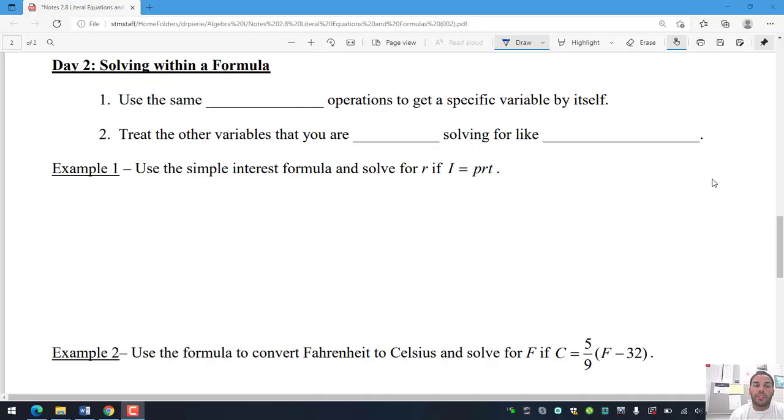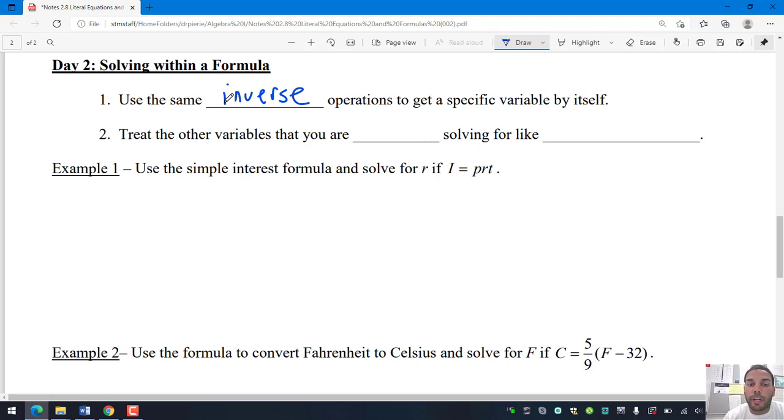All right, in this video, we're going to stick with solving literal equations. We're just going to up our game a little bit and do a little bit more complex looking formulas. But just like before, we're going to use those same inverse operations to get a variable by itself. If you see multiplication, use division. If you see addition, use subtraction. If you want to isolate a variable, you got to do the opposite operation you see to the other side.